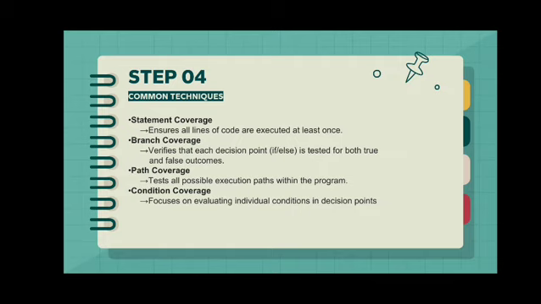Next is branch coverage. This checks every possible outcome of each decision. For instance, if there's an if-else statement, both the true and false branches should be tested. Path coverage. Every possible flow or route from start to end in the code is tested. It's more detailed than branch coverage and can be tricky in complex programs.